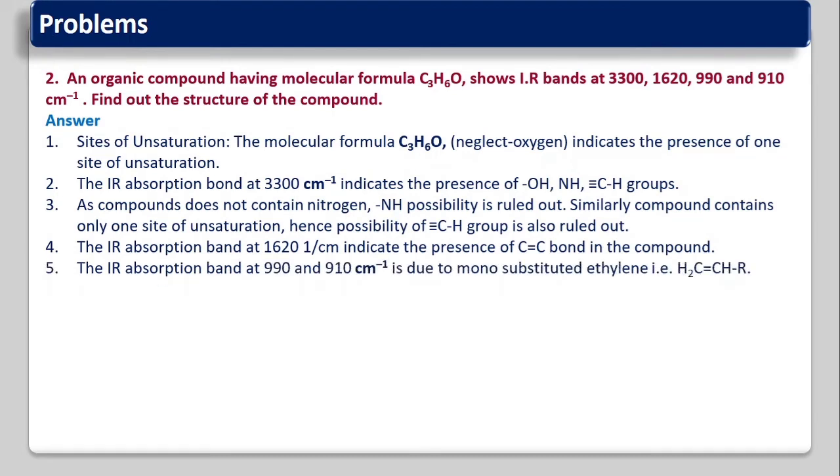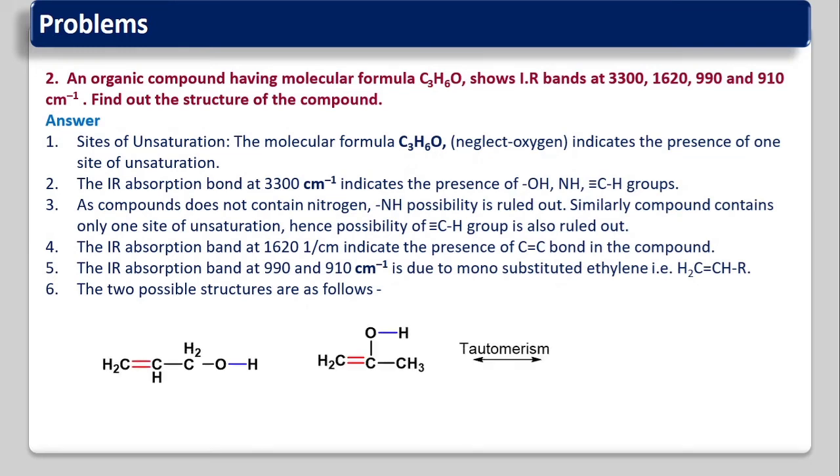The IR absorption band at 990 to 910 is due to a mono-substituted ethylene molecule. So from this 990 to 910 cm⁻¹, we get the information that our compound contains a terminal alkene, a mono-substituted alkene. Two possible structures arise from this information, that is propanol and enol.